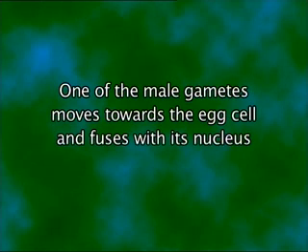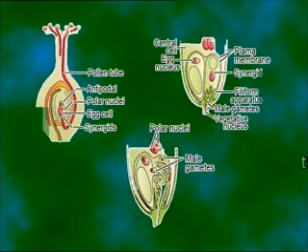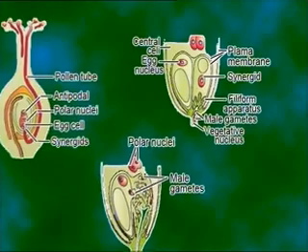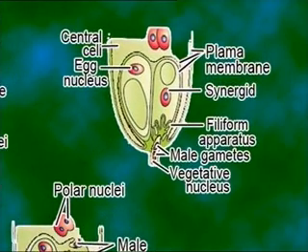One of the male gametes moves towards the egg cell and fuses with its nucleus, thus completing the syngamy. This results in the formation of a diploid cell, the zygote. The other male gamete moves towards the 2 polar nuclei located in the central cell and fuses with them to form a triploid primary endosperm nucleus. The central cell after triple fusion becomes the primary endosperm cell and develops into the endosperm, while the zygote develops into an embryo that matures into a seed.